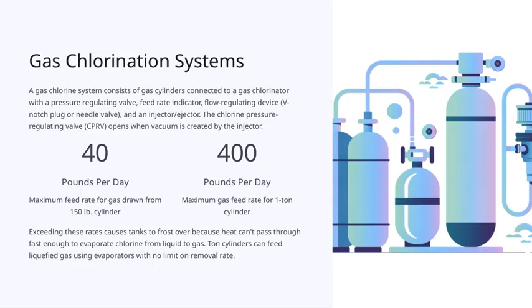One key component here is the chlorine pressure-regulating valve, or CPRV. It opens when vacuum is created by the injector, ensuring safe and controlled delivery of chlorine gas.